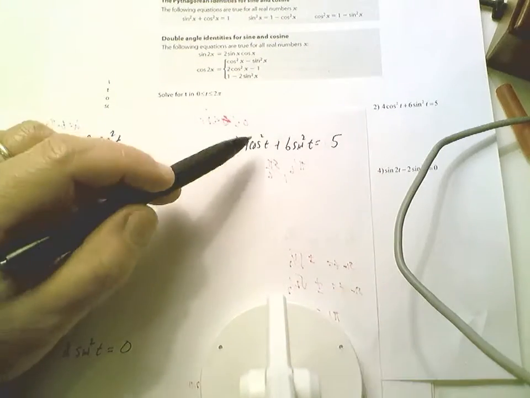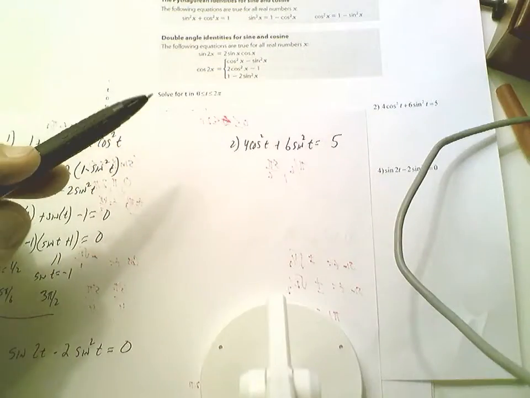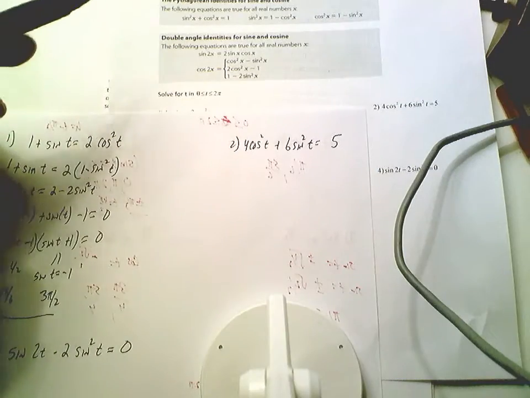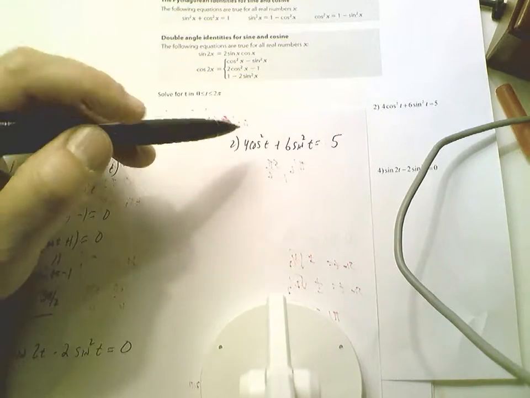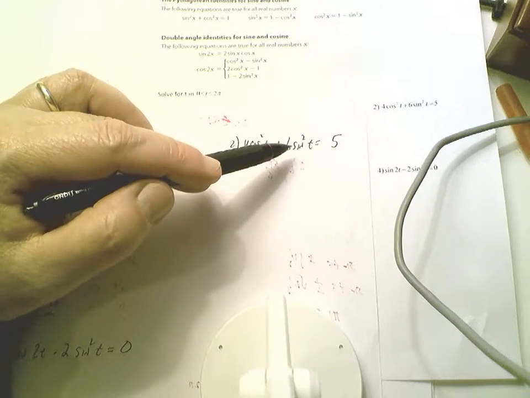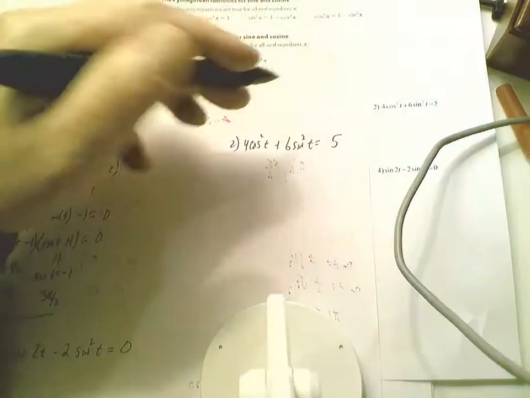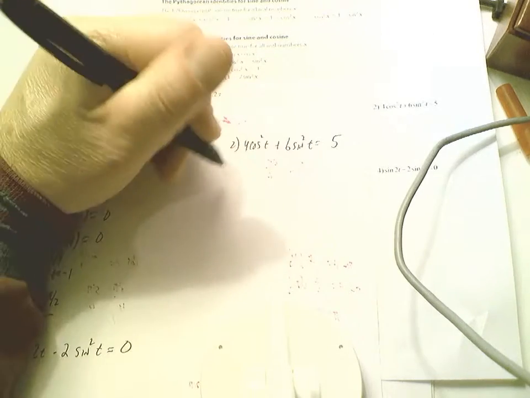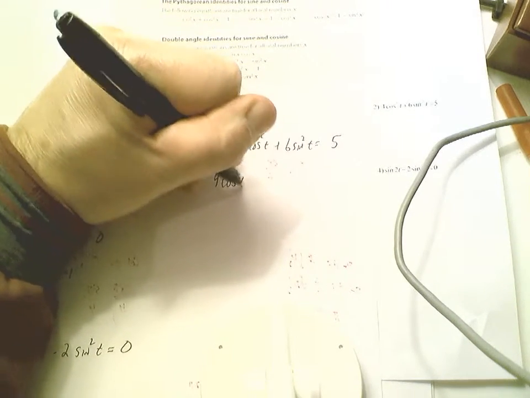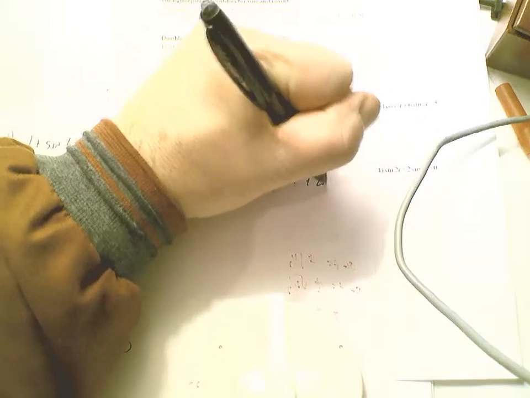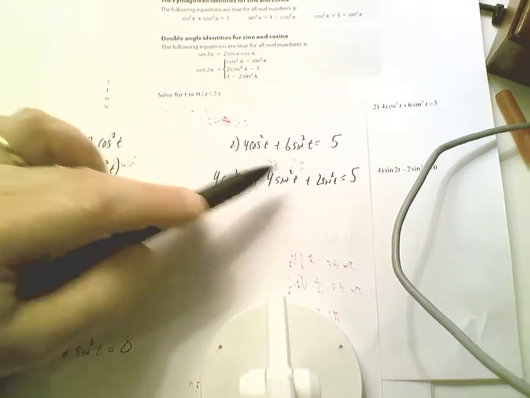4 cosine squared t plus 6 sine squared t equals 5. This one's a little bit ugly. It takes a little bit of eyeballing, but think about a nice way to handle and to combine these things. Well, here's an option. 6 sine squared t is the same as, watch what happens, plus 4 sine squared t plus 2 sine squared t equals 5. I just broke this up, 4 sine squared, 2 sine squared.